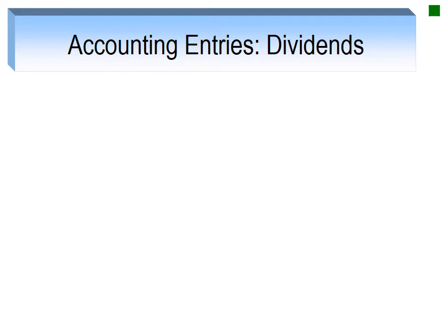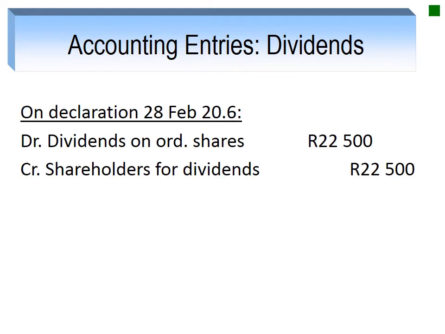So let's think about the accounting entries for dividends. Let's say the company declares on the 28th of February 2006, they declared dividends on ordinary shares of 22,500. So we debit dividends on ordinary shares with 22,500. That's an appropriation of profits account. I'll show you the general ledger account now. And we credit shareholders for dividends. This is a liability. This is the amount that we owe to the shareholders for the dividends that were declared.